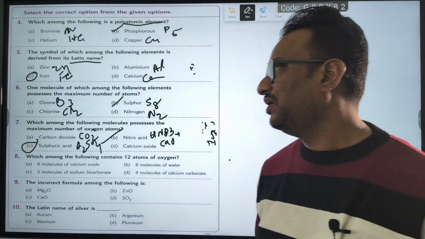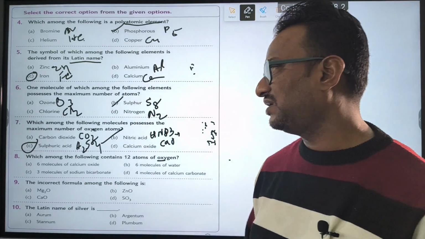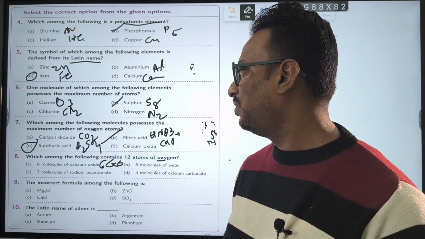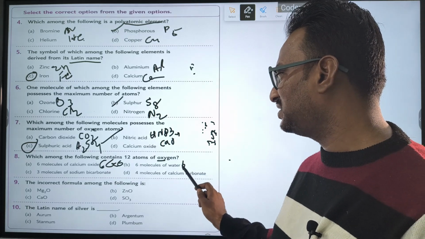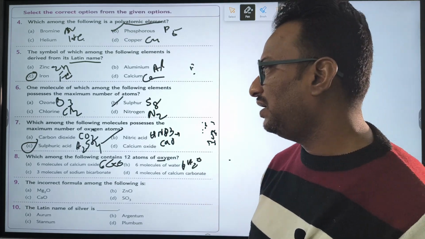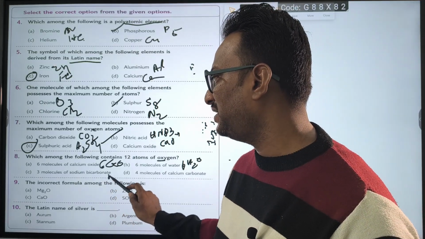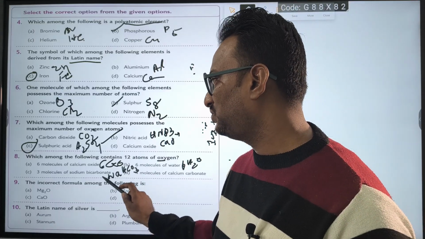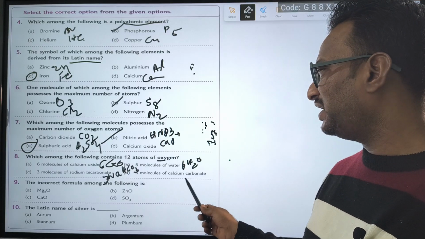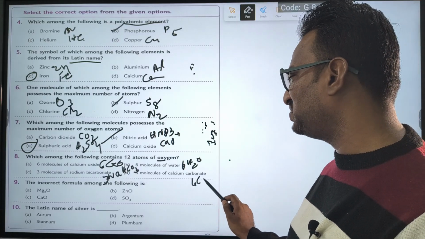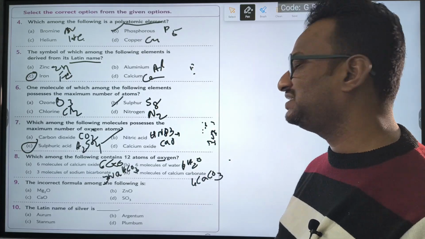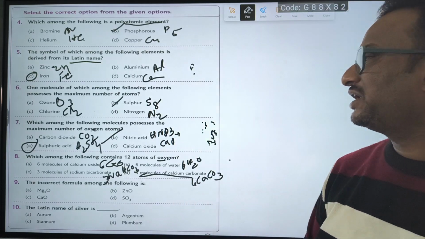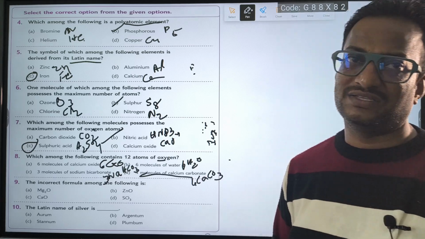Which among the following contains 12 atoms of oxygen? See, 6 molecules of calcium oxide, 6 CaO. Okay, 6 molecules of water, 6 H2O, and 3 molecules of sodium bicarbonate, NaHCO3. Sodium bicarbonate, so 3 molecules. And 4 molecules of calcium carbonate, 4 CaCO3. The formula of calcium carbonate is CaCO3. So here 4 times 3 is 12. So the right option is 4 molecules of calcium carbonate.